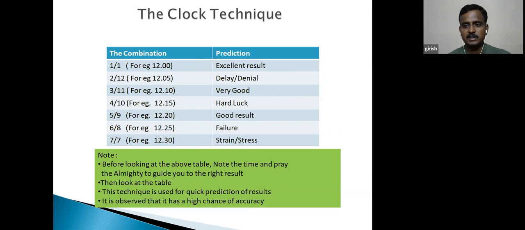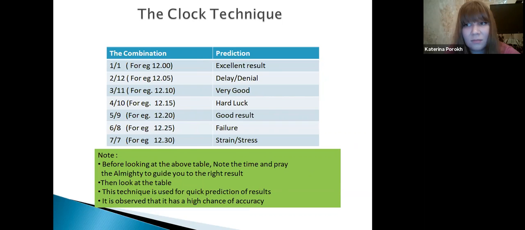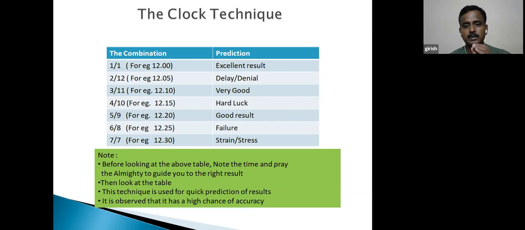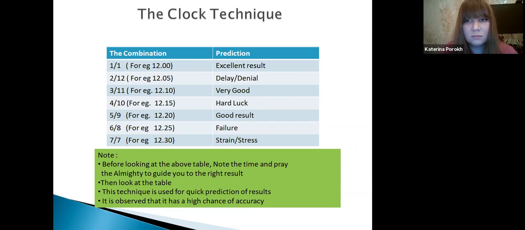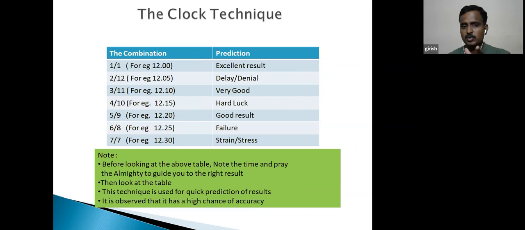Okay, let's say you find that there is a 1 and a 1 combination. You predict a result, but it is not working. Okay, you may have a condition or a situation where it happens. Then probably what you need to do is look at that day's chart, that moment's chart. More or less, when this combination is there, you will find that in the ascendant, there will be a malefic.